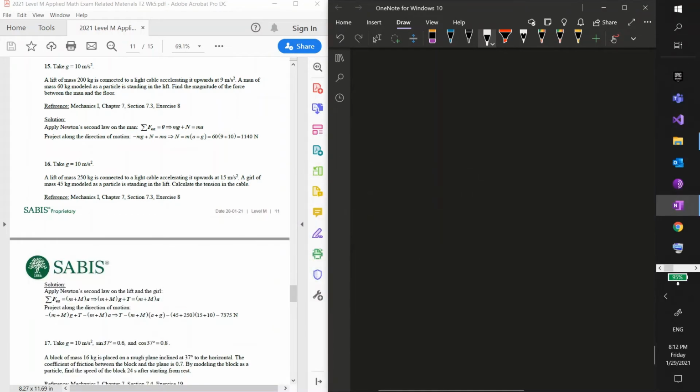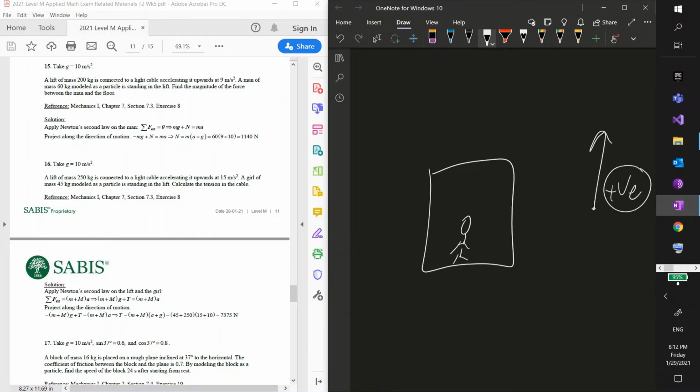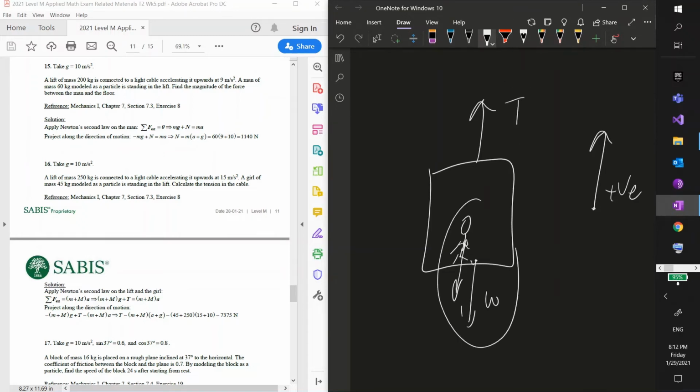So question 16, a lift of mass 250 is connected to a cable and a girl is inside that lift, and they're both moving upwards and the acceleration is 15. So you have a lift, you have a girl inside the lift, the thing is moving upwards, and the positive direction is upwards, so this is your tension. This is your entire weight, the weight of the girl and the weight of the elevator. Since the positive direction is upwards, tension is going to be positive, weight is going to be negative.